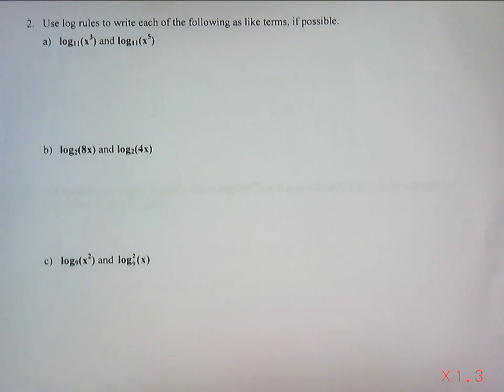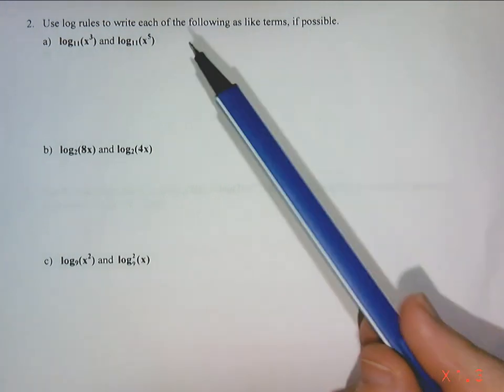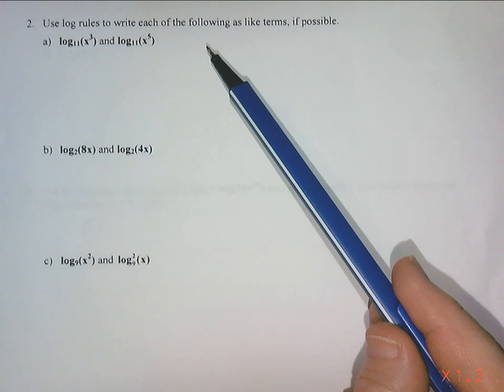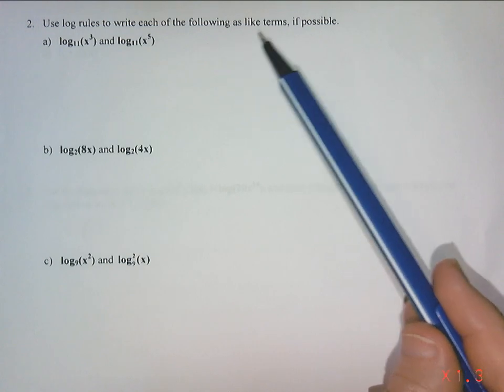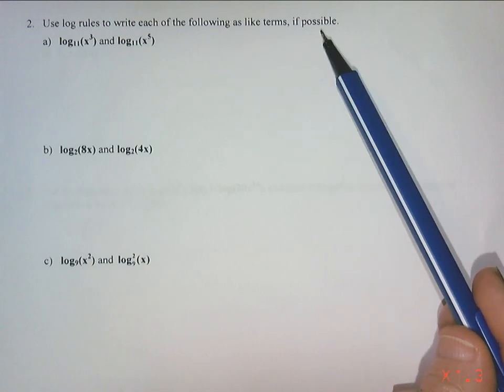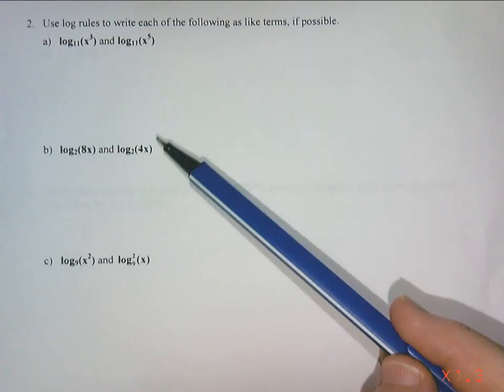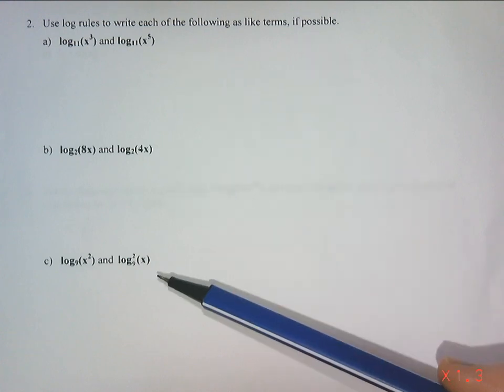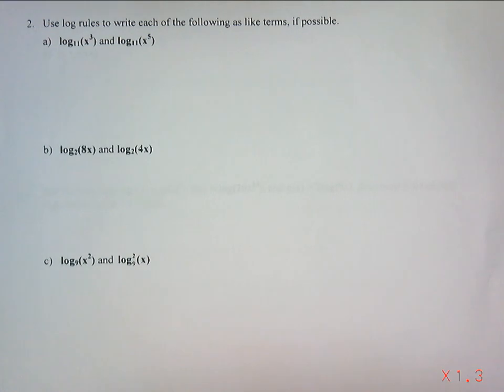This is part 2 of our video on operations with logarithmic functions. So we're going to be looking at question number 2 that says, use log rules to write each of the following as like terms if possible. And then we have 3 different pairs of what are currently unlike terms, and we're going to try to see if we can find a way to make them like terms.